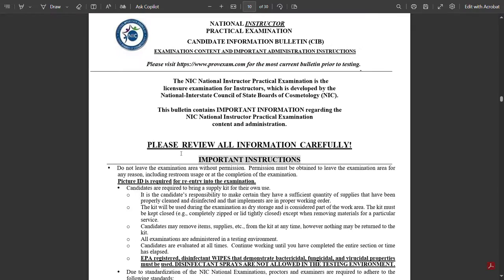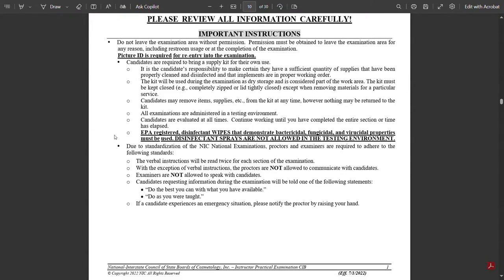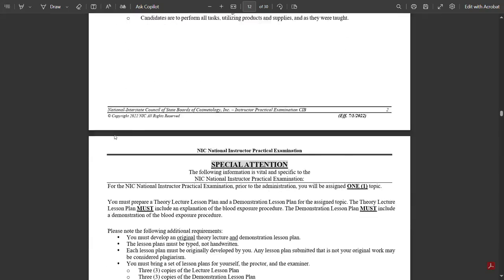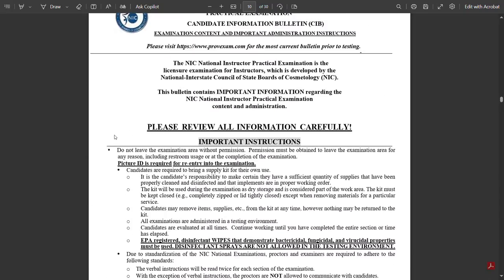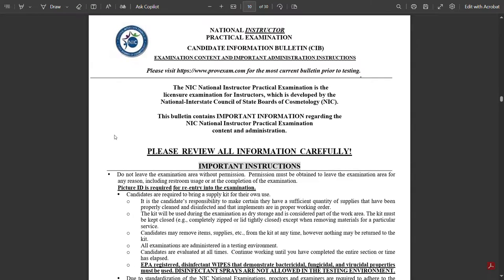So let's get started. What you're seeing on your screen right now is called the Candidate Information Bulletin. This is the NIC document that outlines all of the rules, procedures, and stuff for your exam. So we're going to go over this. Now, how do you find this? You're going to go to your state cosmetology board, and they are going to have a link for you to be able to get to this.